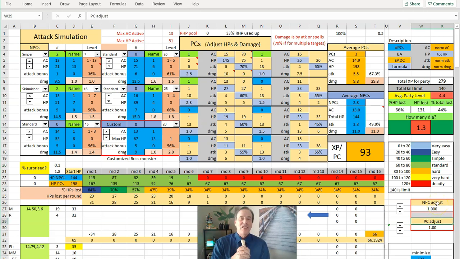Okay, so that's going to do it with this basic simplified view of my attack simulation sheet in Excel, which makes it really fast and really fun to actually make up encounters.